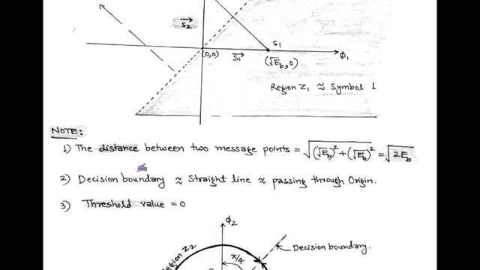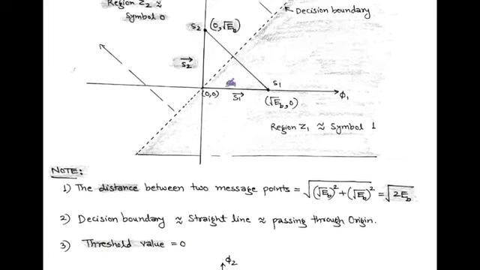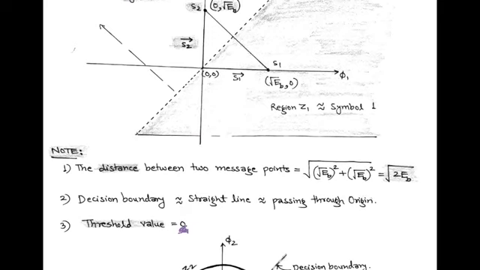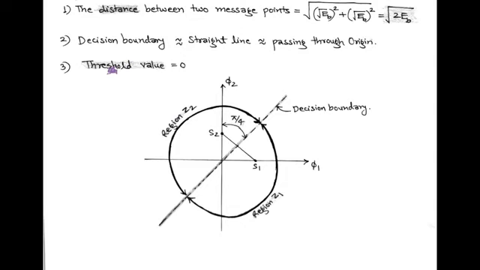And the third important observation on the constellation diagram is the threshold value. As the decision boundary passes through the origin, in the case of frequency shift keying the threshold value is 0. This threshold value equal to 0 is used at the receiver side in the decision making device. Also, the decision boundary makes an angle of pi by 4 with respect to phi1 or phi2.